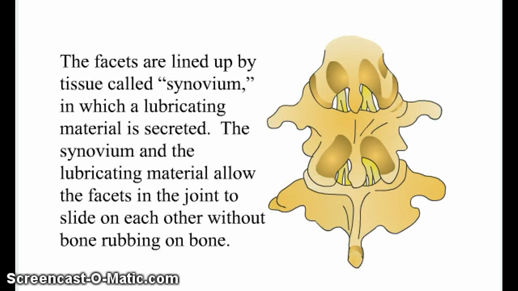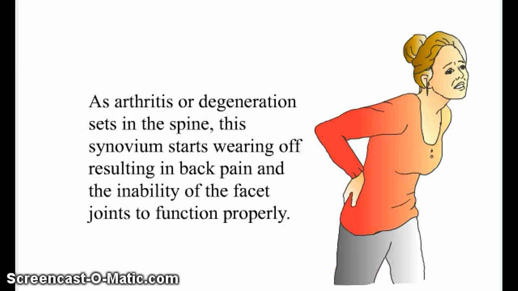The facets are lined by tissue called synovium, in which a lubricating material is secreted. The synovium and the lubricating material allow the facets in the joint to slide on each other without bone rubbing on bone. As arthritis or degeneration sets in the spine, this synovium starts wearing off, resulting in back pain and the inability of the facet joints to function properly.